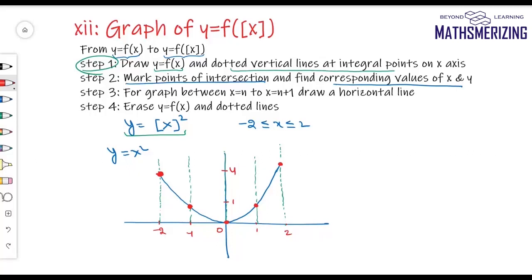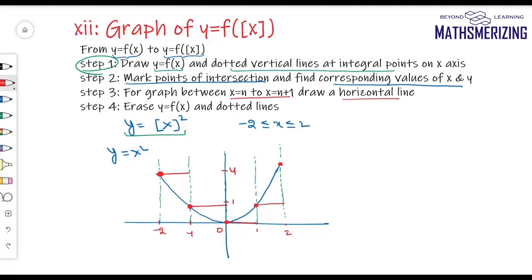The third step is, for the graph between n and n plus 1, draw a horizontal line. So for the graph between -2 and -1, I'll draw a horizontal line. For -1 and 0, I'll draw a horizontal line. For 0 and 1, I'll draw a horizontal line. Again here. So the graph which I have drawn in red represents the graph of the greatest integer function of x square. I'll take up another example.